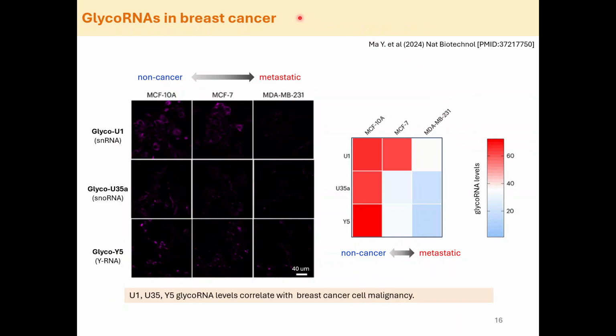GlycoRNAs of different small RNA classes, for example, small nuclear RNA glyco-U1, small nuclear RNA glyco-U35A, and Y-RNA glyco-Y5, are broadly associated with cancers. On breast cell surfaces, from the non-cancer MCF10A to the most metastatic MDA-MB-231 cell lines, the higher levels of GlycoRNAs correlate with non-cancer cell types, whereas the loss of the GlycoRNAs corresponds to metastatic cancer cells.